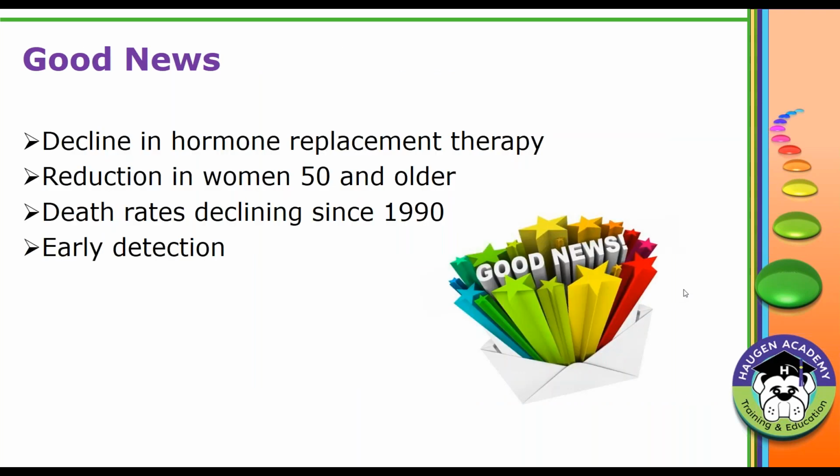The good news is that in recent years, due to the decline in prescriptive hormone replacement therapy after menopause, we have seen a gradual reduction in female breast cancer incidence rates among those aged 50 and older. The death rates from breast cancer have been declining since 1990, and in part that's going to be due to the early detection, all the screening, awareness, and the continually improving treatments that we get today.